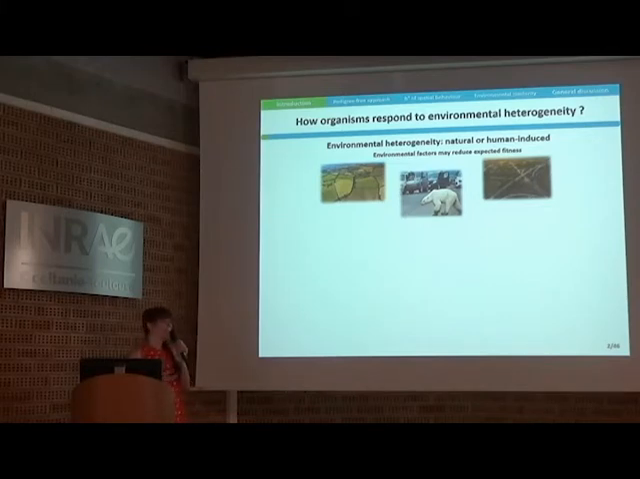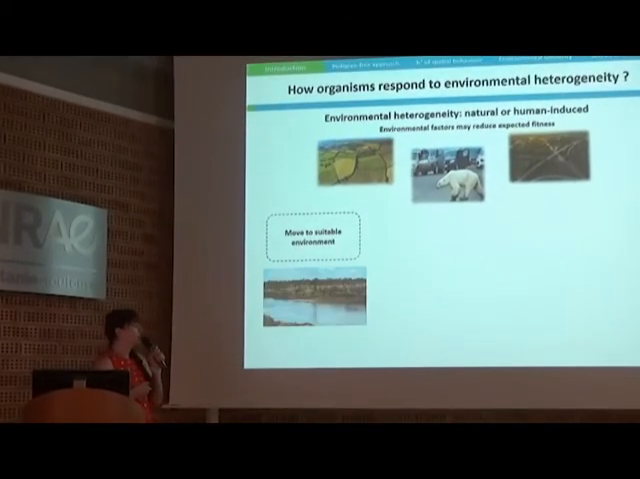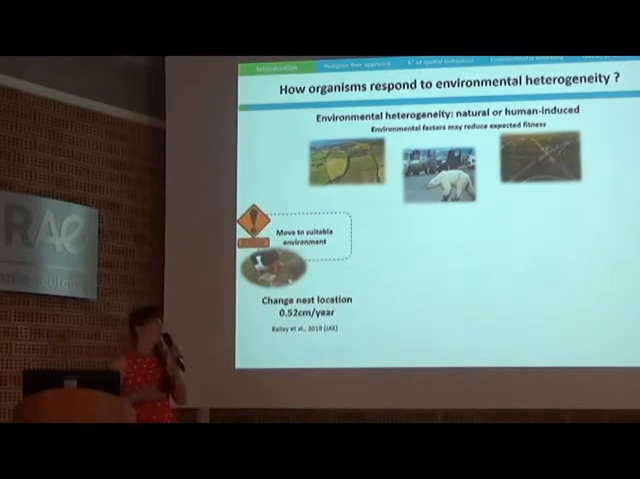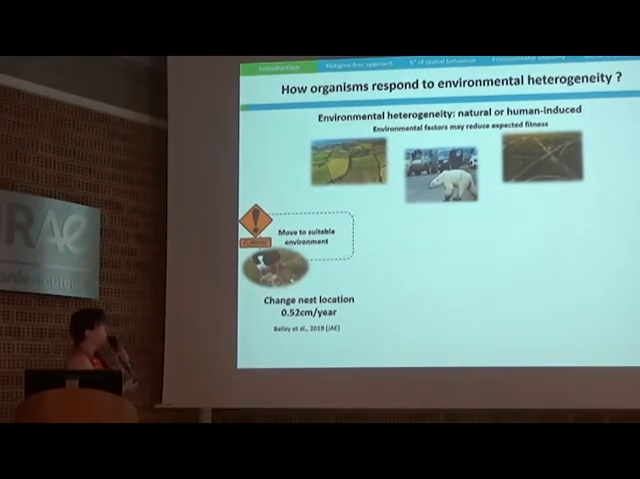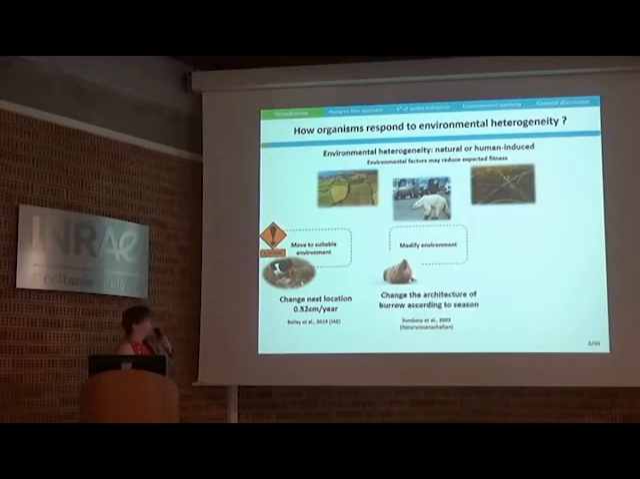In general, it is said that there are three options. The first one is just to go away and find a more suitable environment, which is the case, for example, of the oystercatcher, which moves its nest away from the shore to avoid flooding events. Another option is to stay in the environment, but to modify it to make it more suitable, which is, for example, the case of the silvery mole rat, which modifies its habitat by building burrows, and the architecture of the burrows is modified according to environmental conditions such as food.